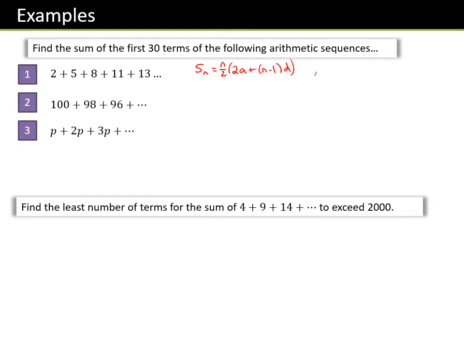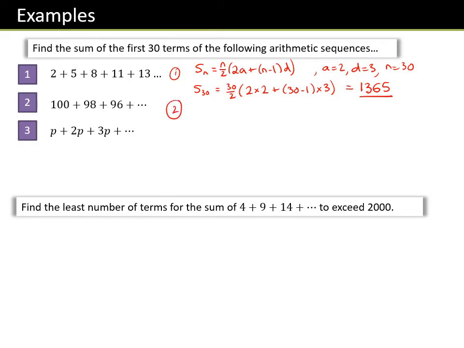Here we're then going to write the information we know. So a equals 2, d equals 3, and we're looking for the sum to 30, so n equals 30. Quite simply, plug that into the formula. Plugging it into the formula, showing exactly what a, d and n are, and writing it out, that's where you're getting your marks, and then evaluate. You get 1,365 for that one. Same thing in part 2, in question 2.